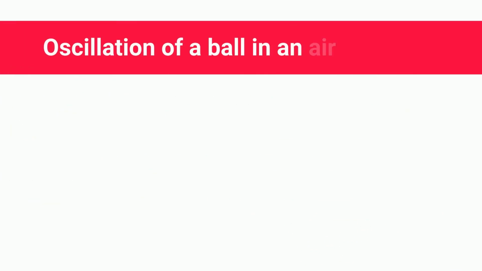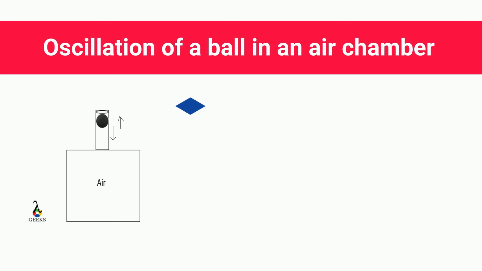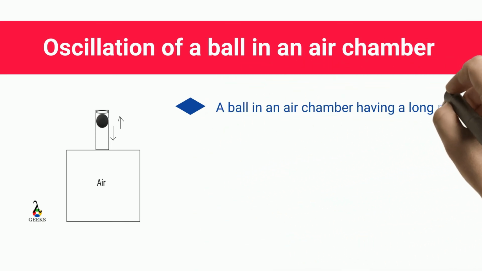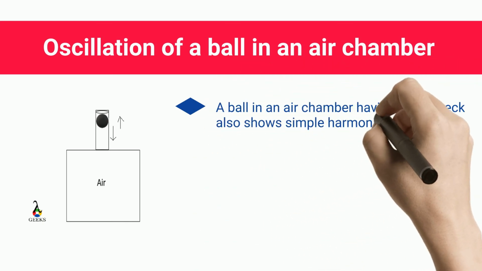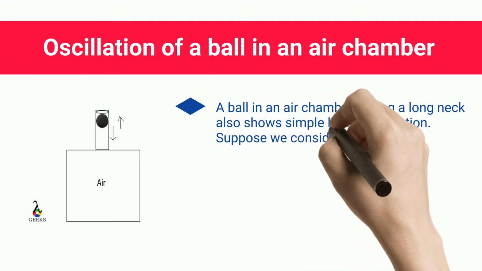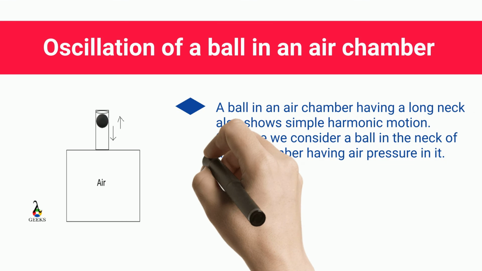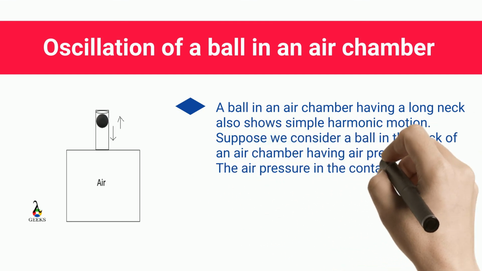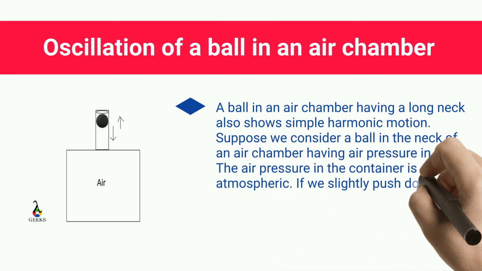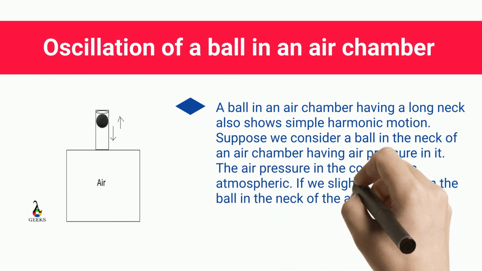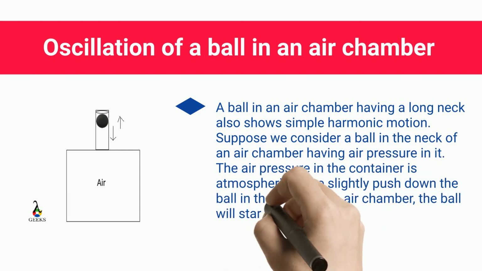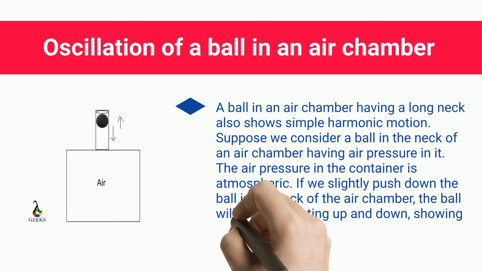Oscillation of a ball in an air chamber. A ball in an air chamber having a long neck also shows simple harmonic motion. Suppose we consider a ball in the neck of an air chamber having air pressure in it. The air pressure in the container is atmospheric. If we slightly push down the ball in the neck of the air chamber, the ball will start oscillating up and down, showing simple harmonic motion.